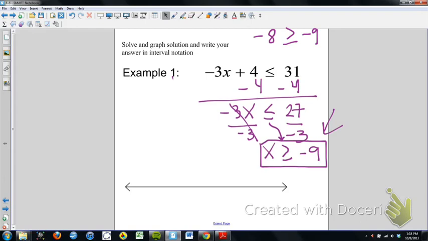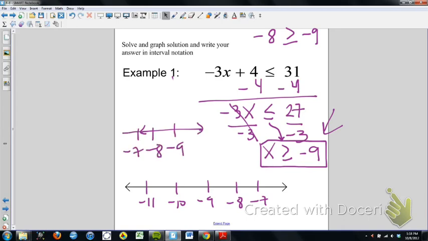And now to graph it, I'll put negative 9 here, negative 8, negative 7. Let's put a few numbers on here. Negative 10, negative 11. Make sure that you put negative 7 to the right of negative 9. It's not okay to have a number line that looks like this: negative 9, negative 8, negative 7. The order of the negative numbers is the opposite of the order of the positive numbers, because negative 7 is greater than negative 9, because it's less negative. So it's not okay to switch the order of these numbers on the number line.